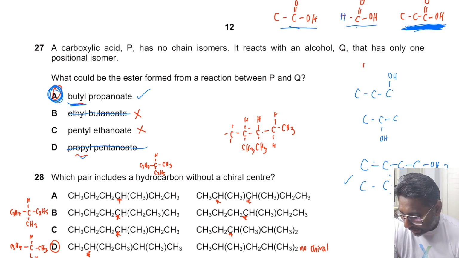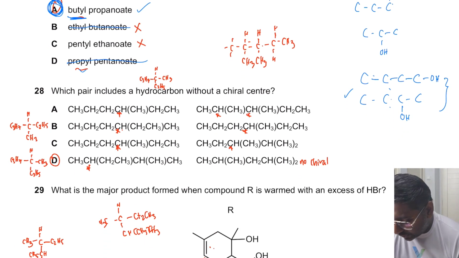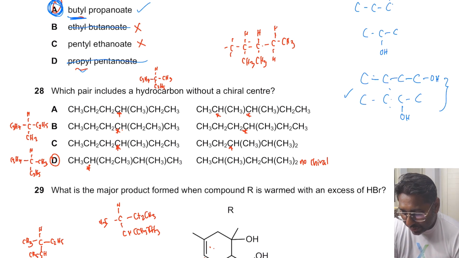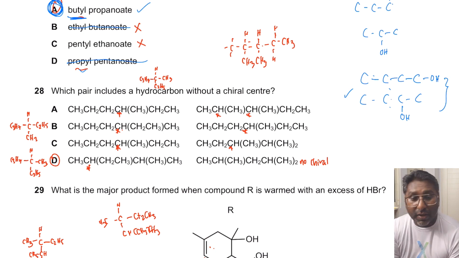Now next, which pair includes a hydrocarbon without a chiral center? Here you need to check. The question is not so clear, because they say which pair includes a hydrocarbon. It means within the group A, B, C, D, there is one that can contain something that has no chiral center.